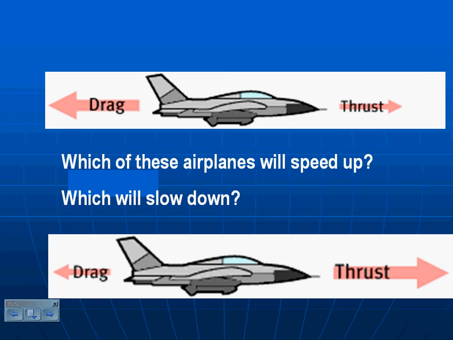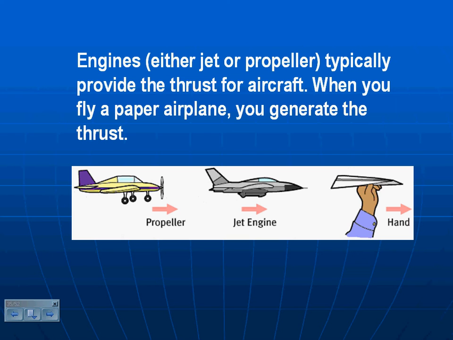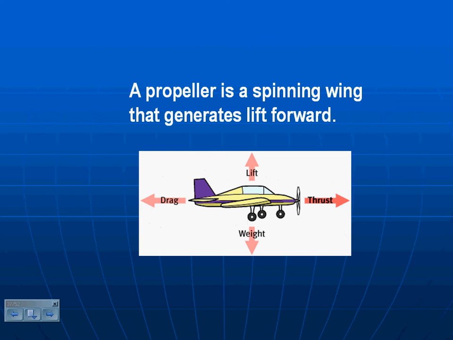So which one of these airplanes will speed up? Which ones will slow down? I'll let you decide. Engines, either jet or propeller, typically provide the thrust. And like I said, thrust is there to get the airplane moving so the wind starts to flow around the wings, so the wings will produce the lift necessary for flight.